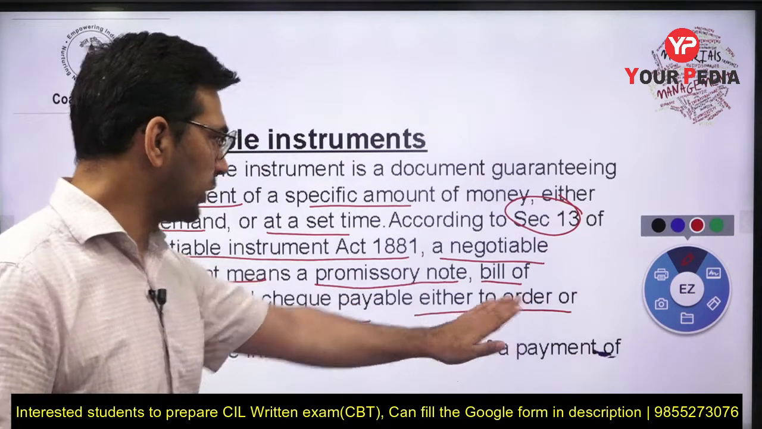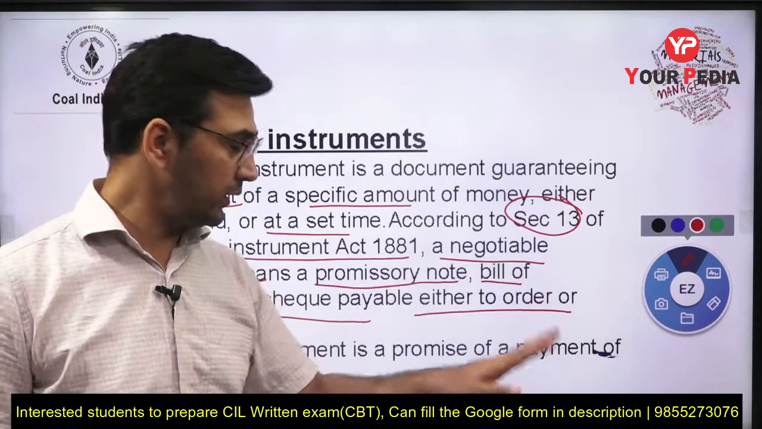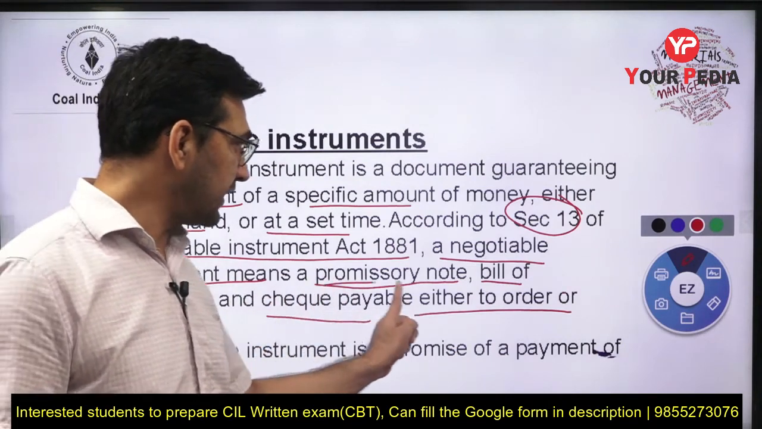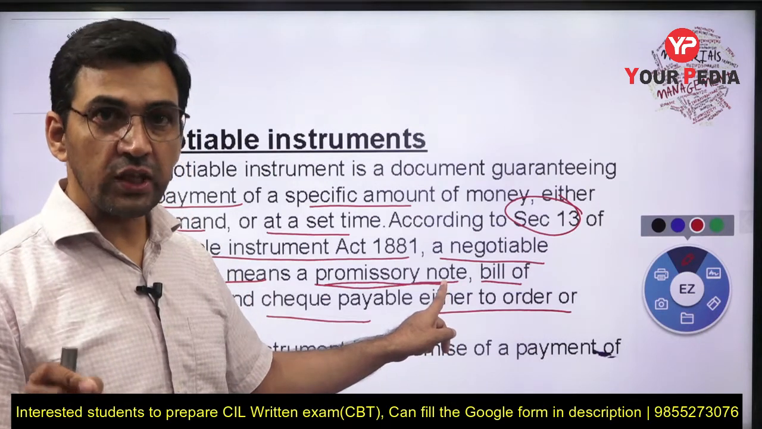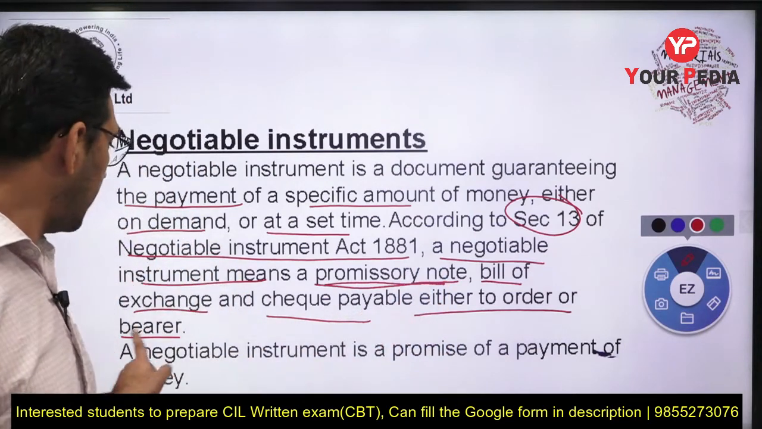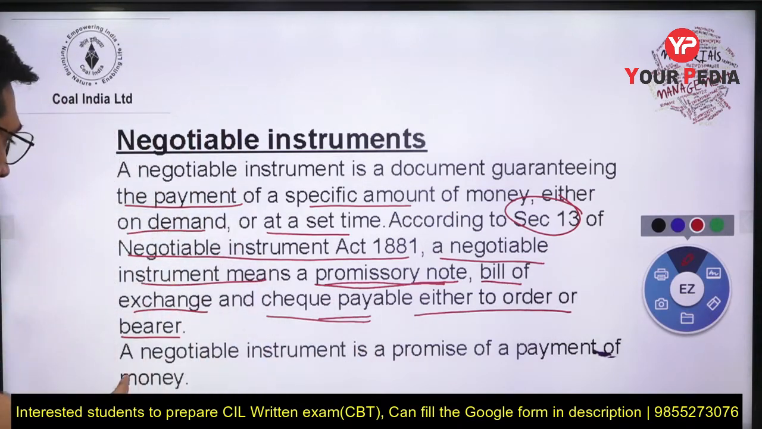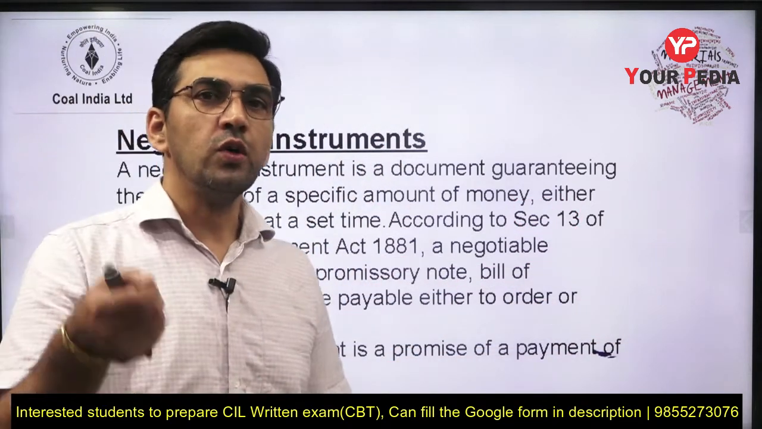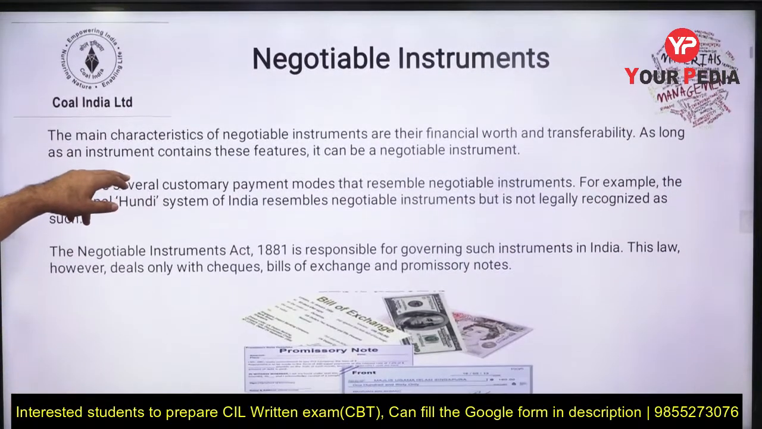I will not go into "to order" or "to bearer" as of now, because I will discuss them separately in the next step, so that this will be clear. But it is clear that as per this Act, promissory note, bill of exchange and check are considered negotiable instruments. Clear? So a negotiable instrument is a promise to pay money. That means this document is promising you to make the payment, guaranteeing it.